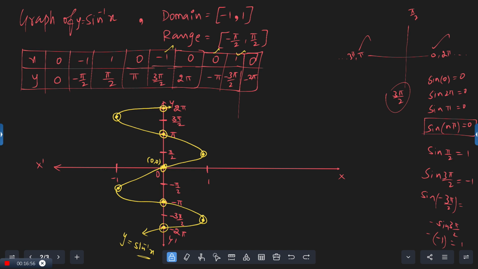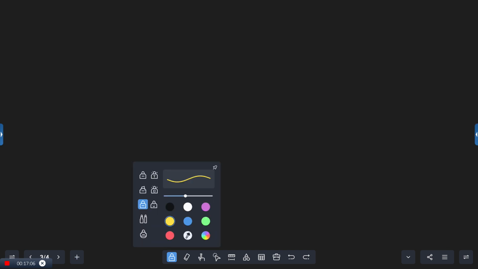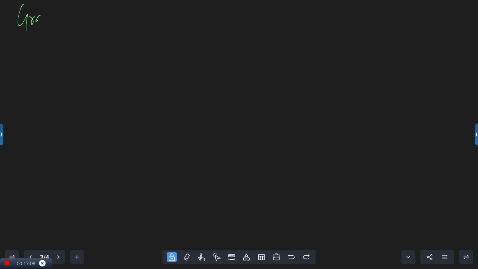So everything we are going to see one by one. Let's see the second graph. Now we have seen sine inverse of x, second is cos inverse of x, in the same manner we will go, shall we? Right. So the graph of y equal to cos inverse x, we are going to see.